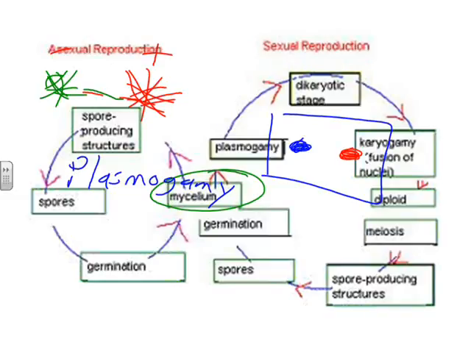The next thing that happens, and by the way, when it's in this condition, it's said to be dikaryotic. That's a dikaryotic cell. You guys should be able to tell me what that means. Two nuclei. Right now, it's one cell, two nuclei, dikaryotic. What happens next is that we get karyogamy.